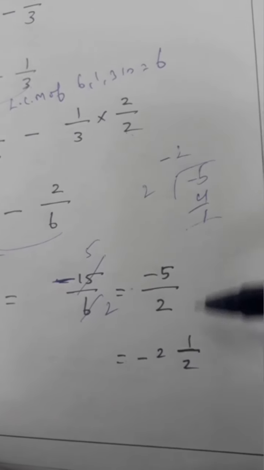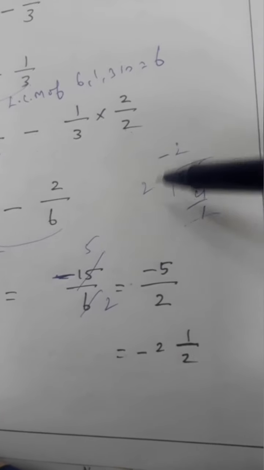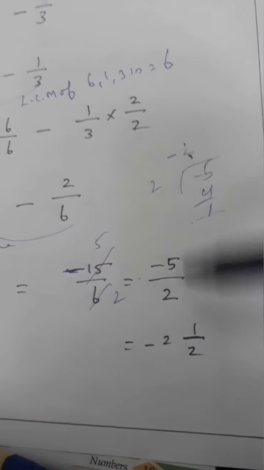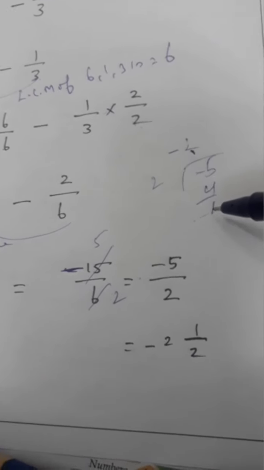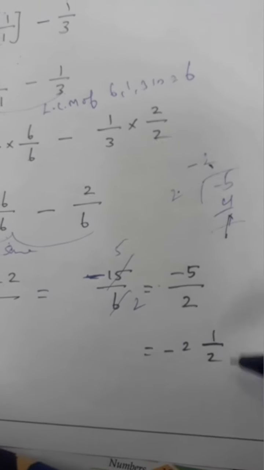This 5 by 2 is an improper fraction; change it into a mixed fraction by dividing by 2. 2 2s are 4, 5 minus 4 is 1. The quotient is minus 2, so write minus 2 first. The remainder is 1, the divisor is 2. So minus 2 and 1 by 2 is the answer.